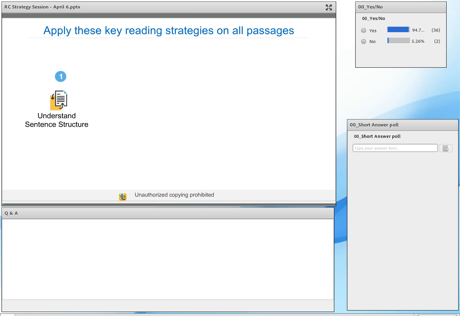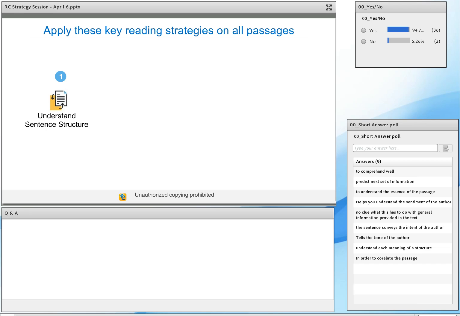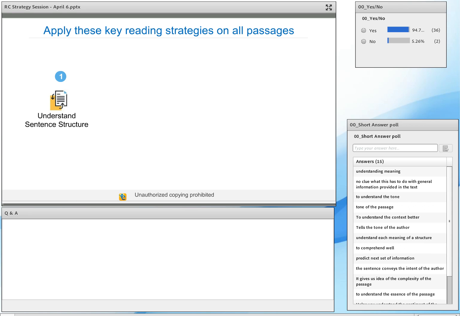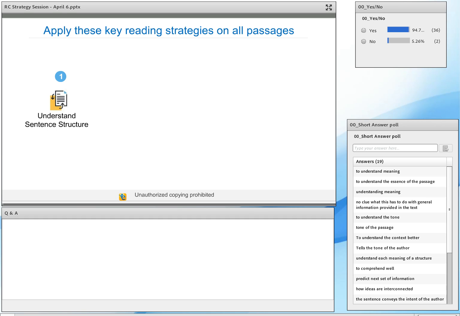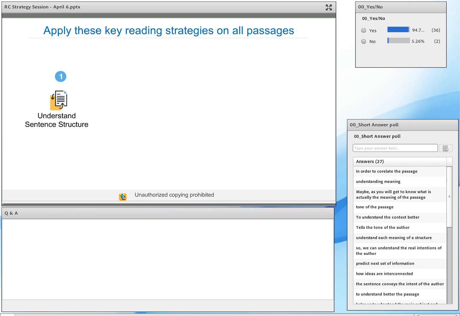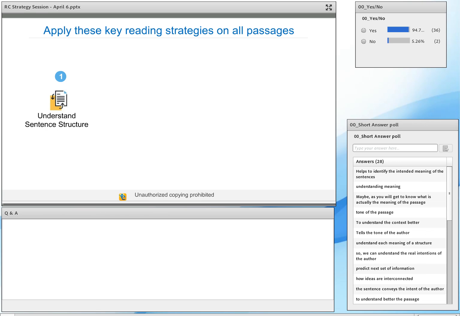Yes, to comprehend well, but why sentence structure? Predict the next set of information, that'll come in another strategy. All right, how ideas are interconnected. Tell the tone of the author, not quite just yet. The sentence conveys the intent of the author.